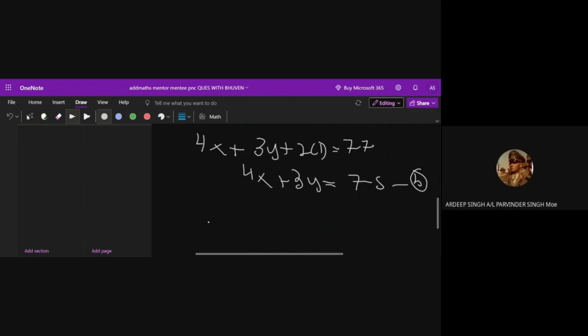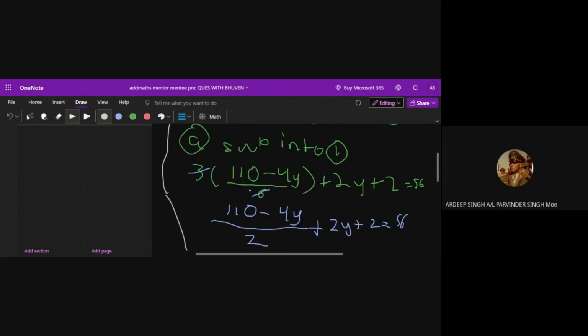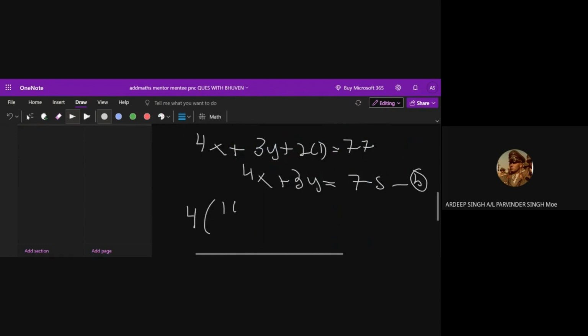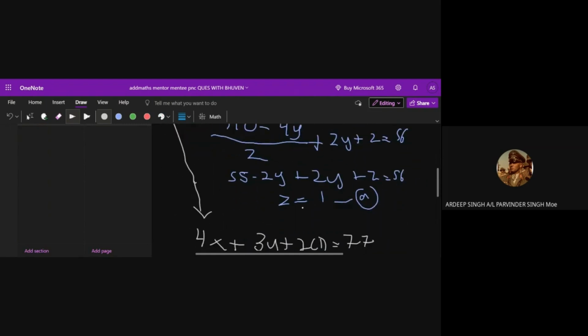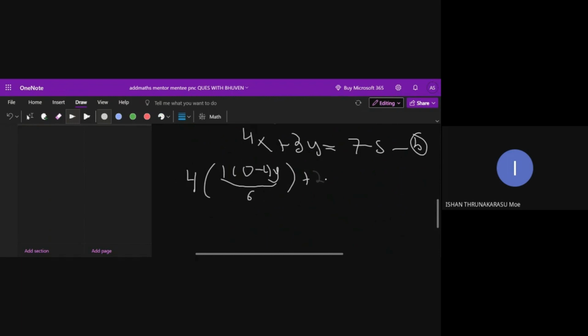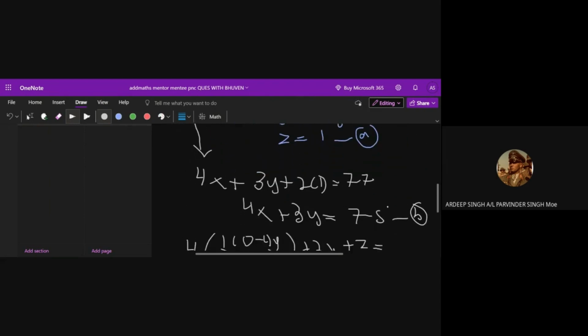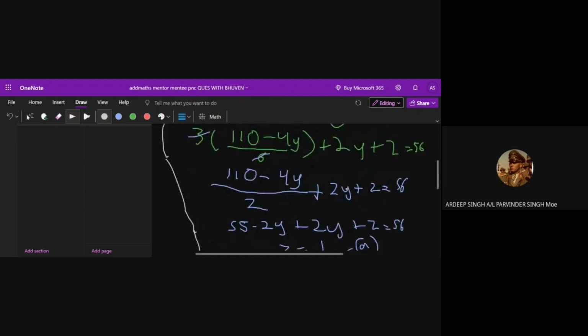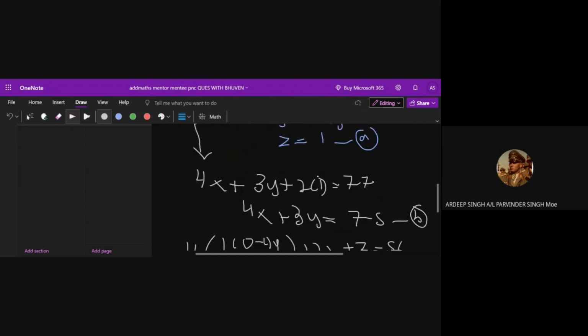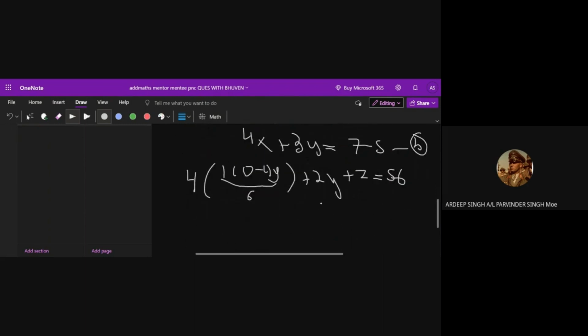So what I did is 110 minus 4y over 6, then plus 2y. Now you're substituting the z equals 1 and A, because this one is a special case. The earlier equations we did, right, Ishan? They won't come with one variable already for A. They'll come with two variables, then we have to use B to substitute in A, or A to substitute in B. So this time they come with one variable, so we have to find something that can be substituted inside.